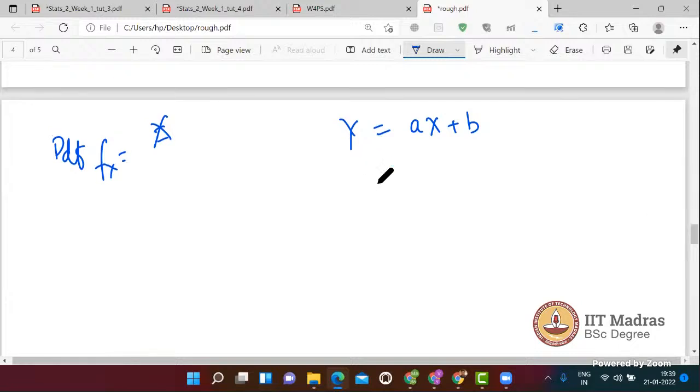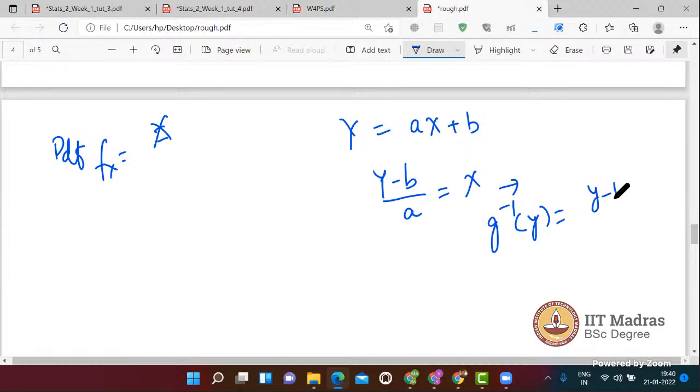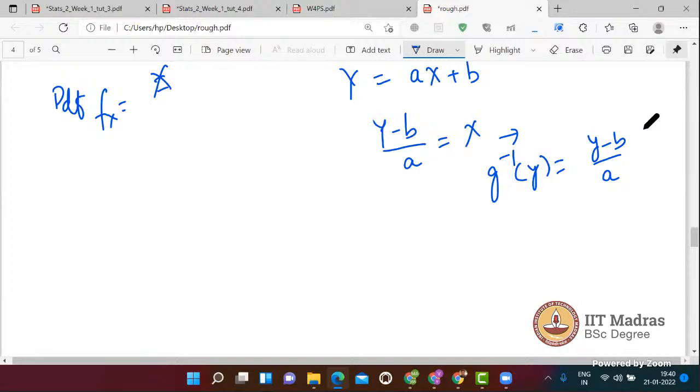Okay, so what will you do? Here we have y on one side, so just try to put x on one side. So how can you put it? y minus b upon a is x. Okay, so this is generally the g inverse of x, g inverse of y you can say. So g inverse of y is what? y minus b upon a. Okay, so g inverse of y we have got.